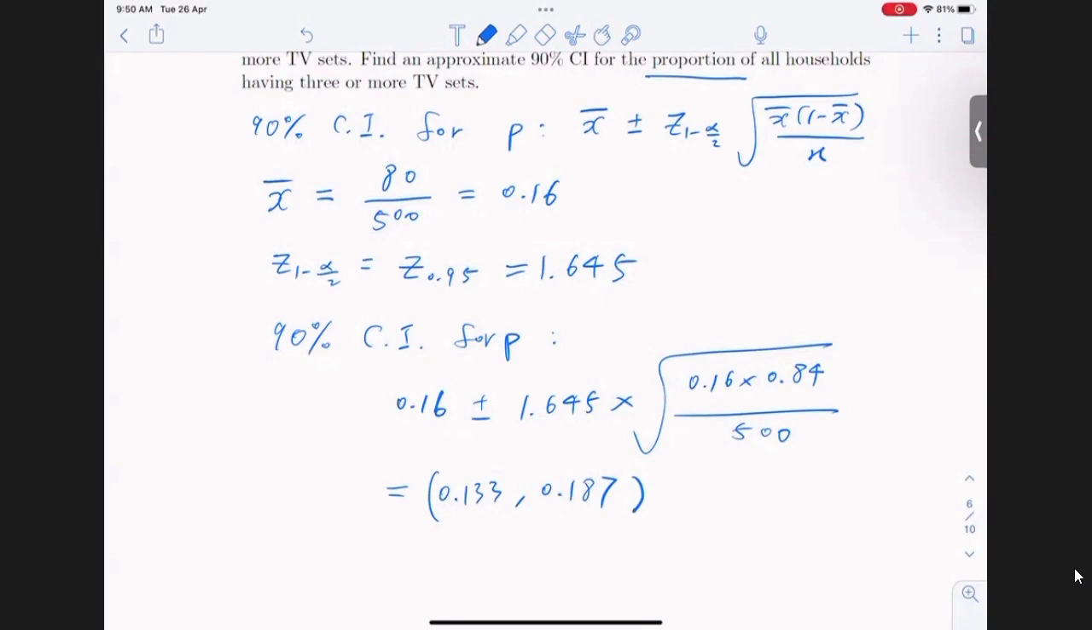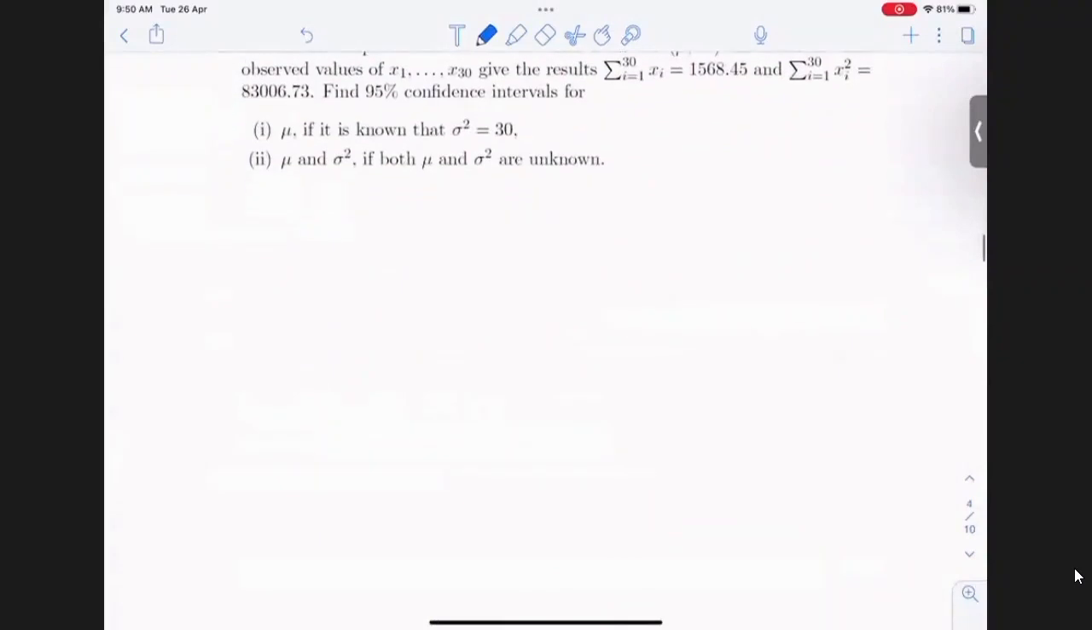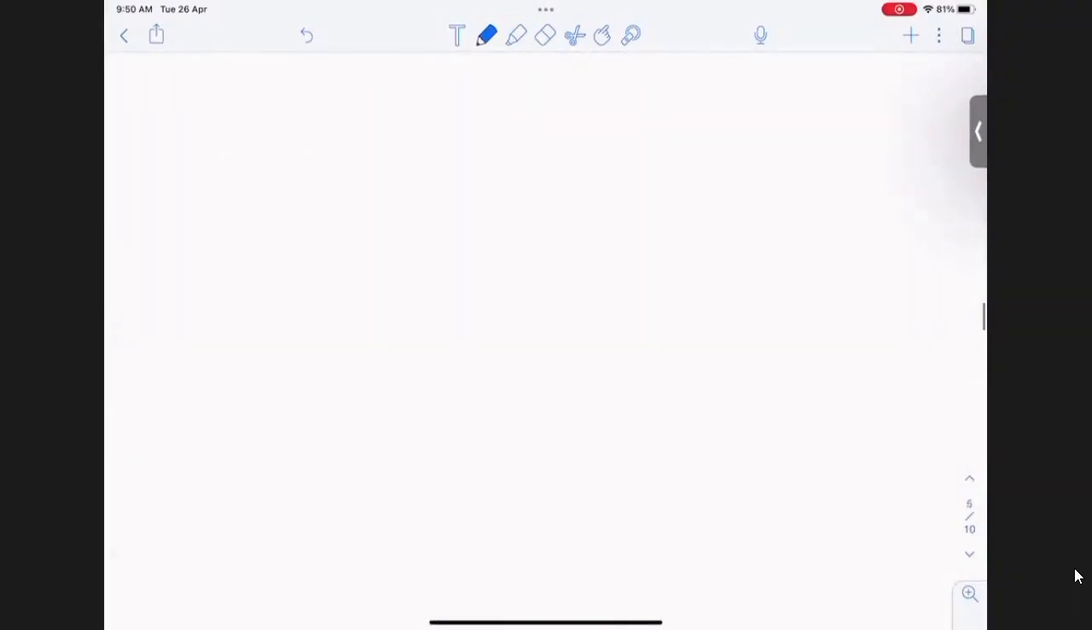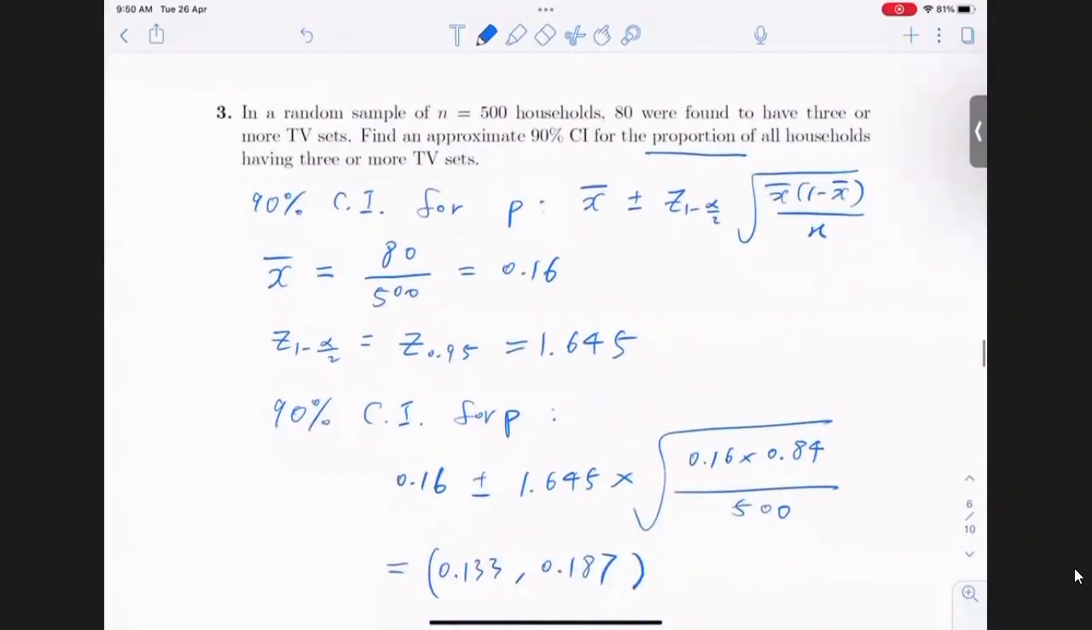Is there any question? So there are some more questions, but I don't have enough time to work through all of them. So you can refer to the solution that was uploaded to Blackboard, but you are recommended to try to work on the questions by yourself first. Okay? And if you encounter any problem, just feel free to send me an email.